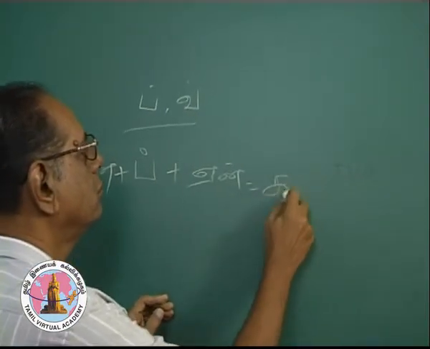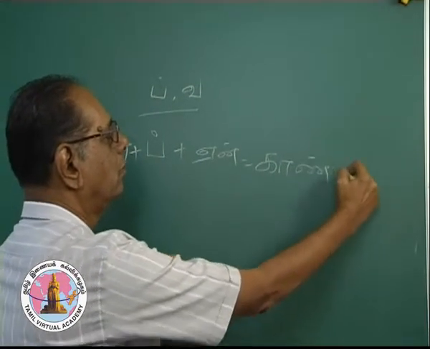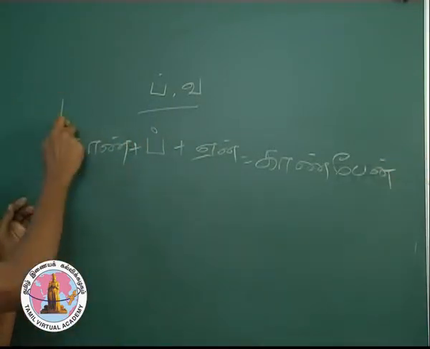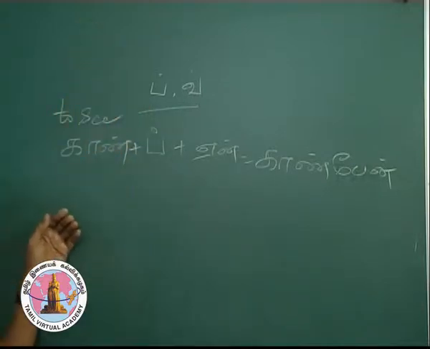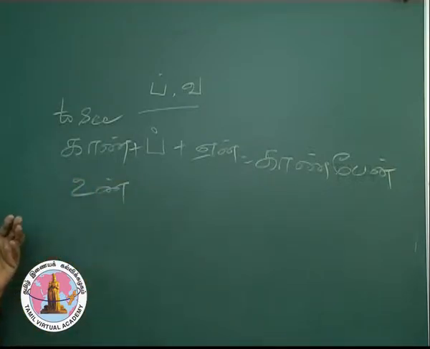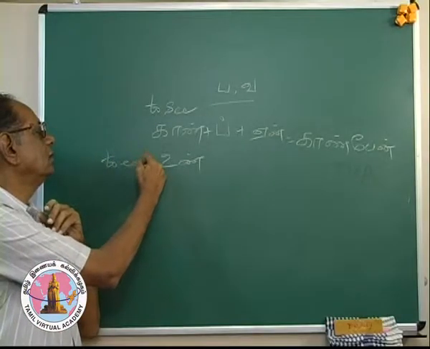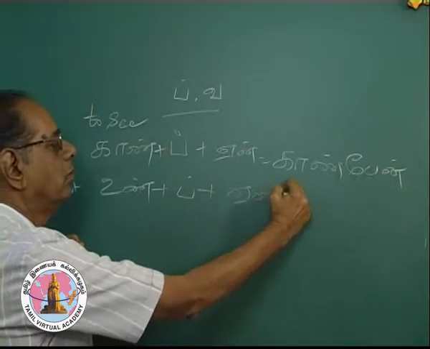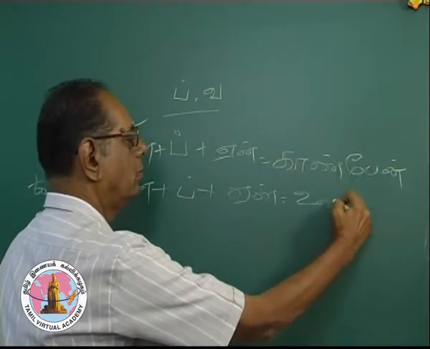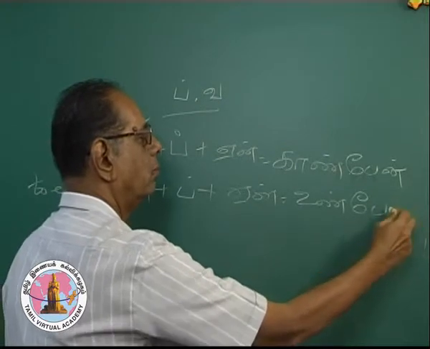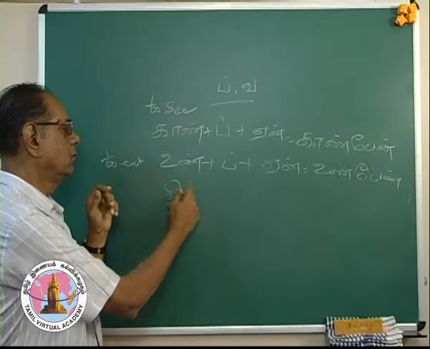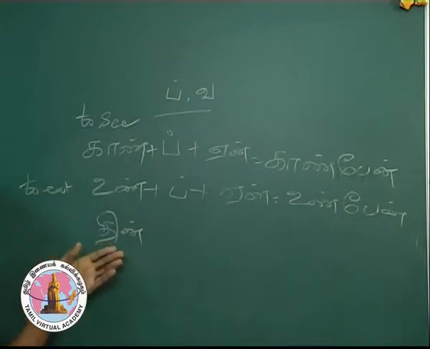Kan, to see. There is another one. One is to eat. So this also. One more, tin. This also means to eat.